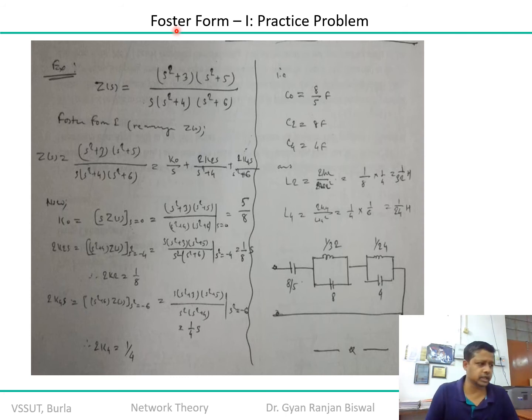So these numerical calculations are with you, and if you substitute these values, I would suggest that you use these elements and arrange your simplified network of Foster form 1.